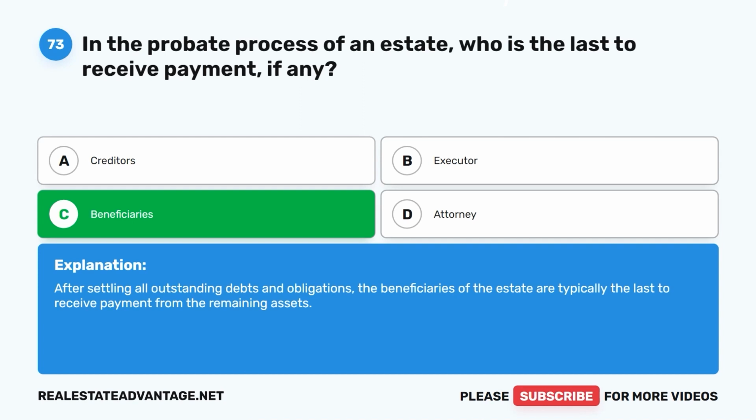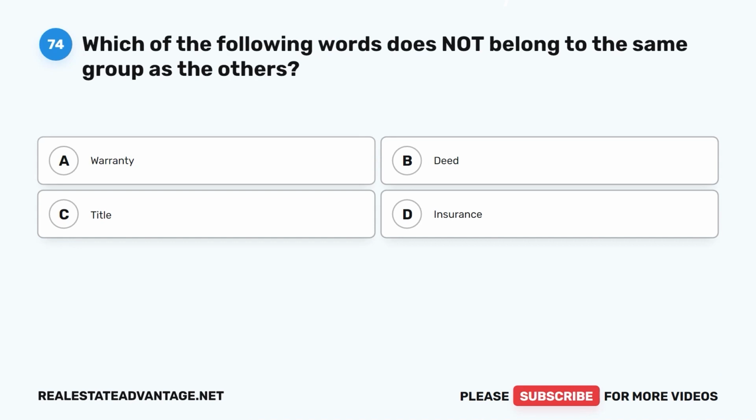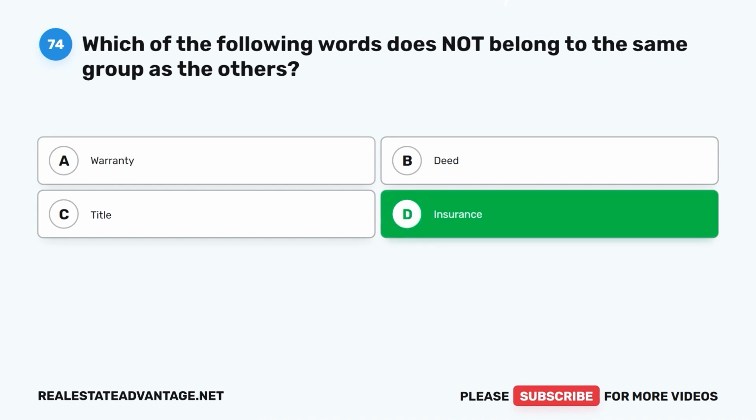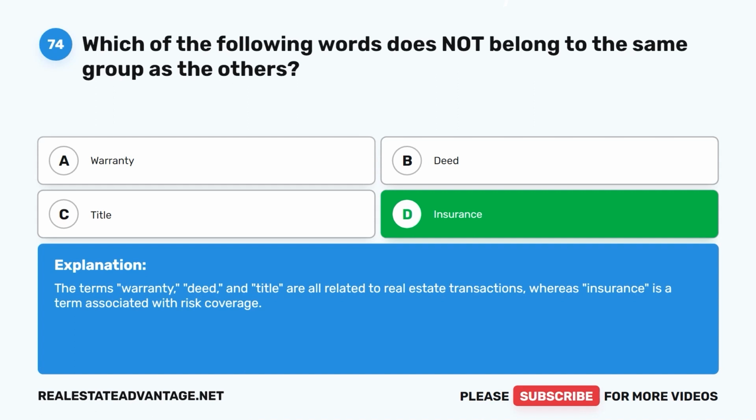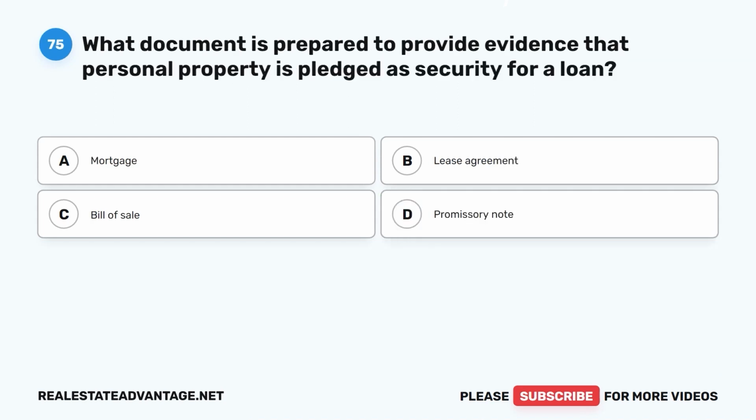Question 74. Which of the following words does not belong to the same group as the others? A. Warranty. B. Deed. C. Title. D. Insurance. The correct answer is D. Insurance. The terms warranty, deed, and title are all related to real estate transactions, whereas insurance is a term associated with risk coverage.